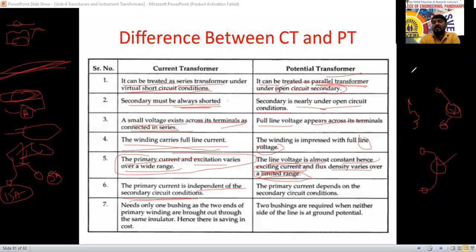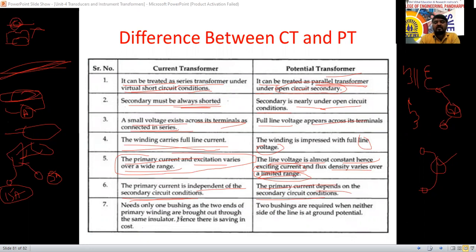If we add load on the secondary side, the primary voltage varies. For that reason, the primary current always depends on the secondary circuit conditions. For the line current transformer, it acts as the line itself, so it needs only one bushing, as the two ends of the primary winding are brought out through the same insulator.